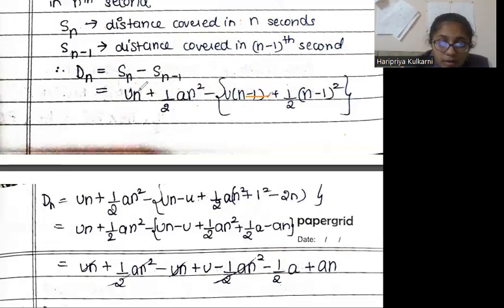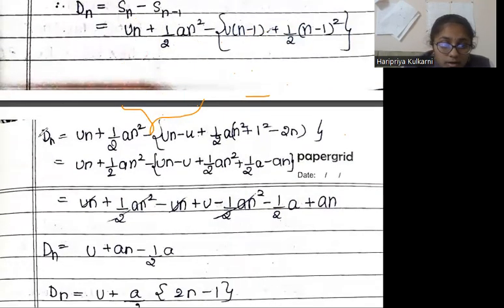So this is a formula for Sn. I got this, that is un plus half an square, right? And similarly for n minus 1, I'm getting u into n minus 1 plus half a into n minus 1 whole square. Now doing all the a square plus b square minus 2ab. So what we'll get? Yeah, this un plus half an square, minus here, u into n, minus u, as you can compare here.